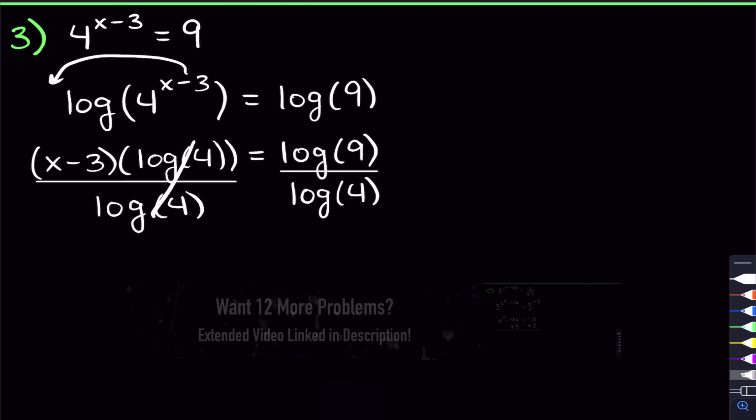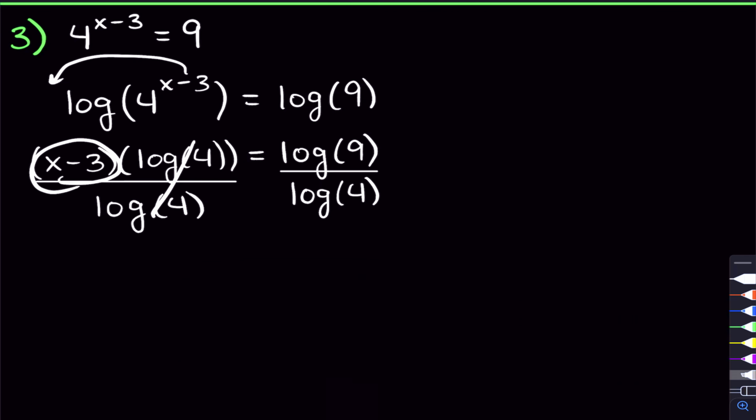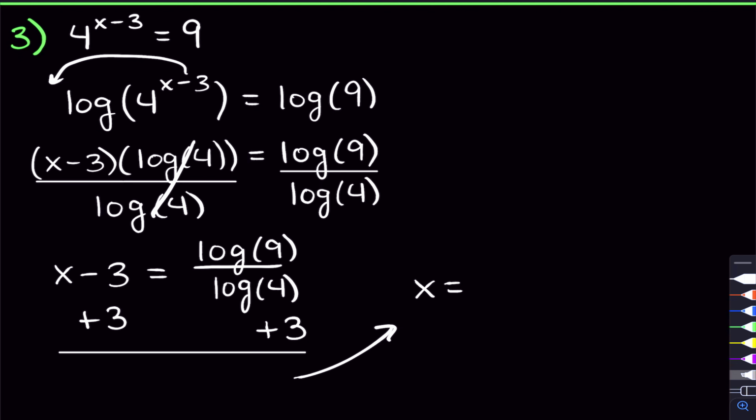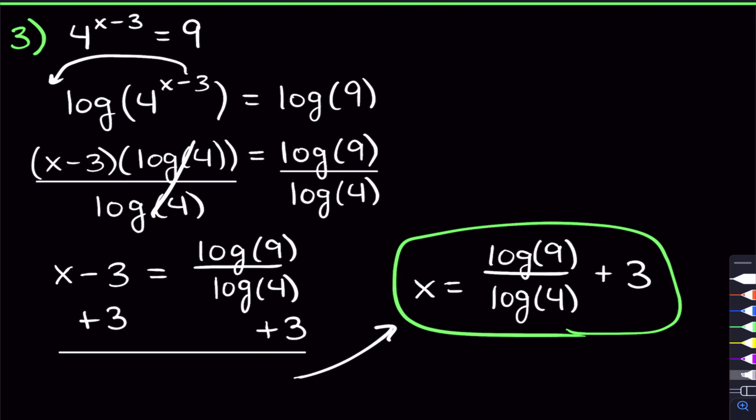And when we do that, this log 4 goes away, and we only have the x minus 3 left on the left-hand side. And on the other side, we have log of 9 divided by log of 4. From here, we can just add 3 on both sides. And that's going to give us our answer for x. x is going to equal log of 9 divided by log of 4 plus 3. And there we go.